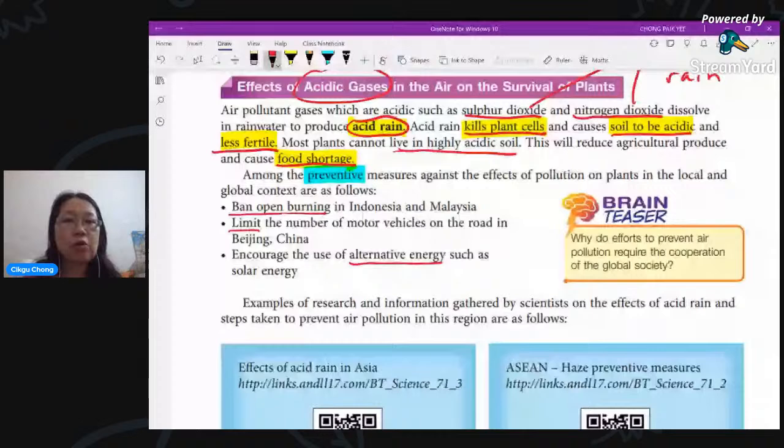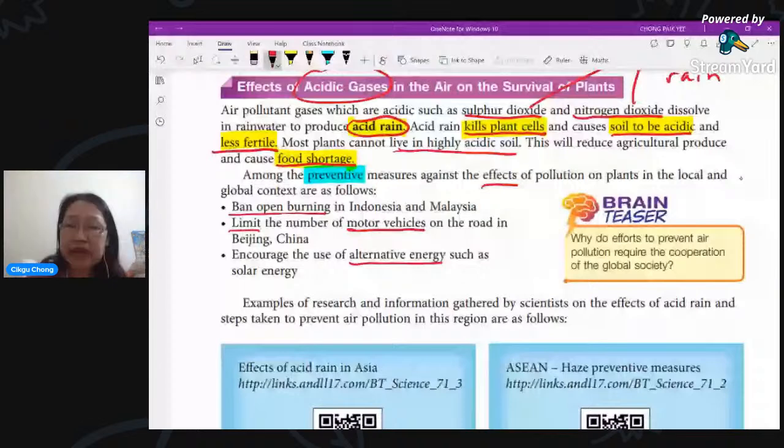If it's a general question, what are the preventive measures? You can ban open burning. That means the government, you can't do it because you're not the government. So I say ban open burning. You limit the number of motor vehicles on the road, especially in China. They only use electric motorbikes. They don't use motorbikes which produce exhaust, because the air in Beijing is very dirty. They already banned motorbikes that use petrol. They all use electric motorbikes. So this is the government. Government can only make laws and all that. And then encourage the use of alternative energy such as solar energy.